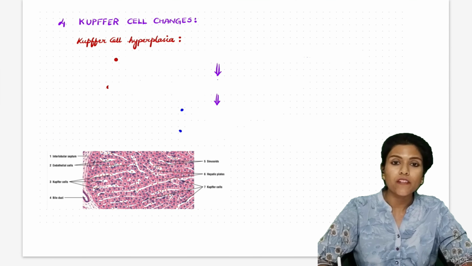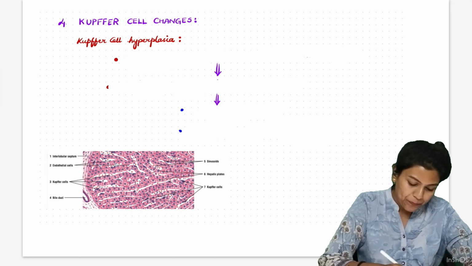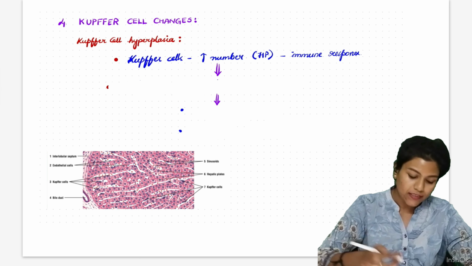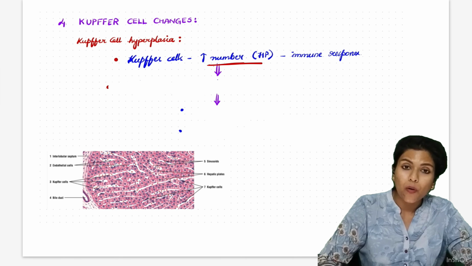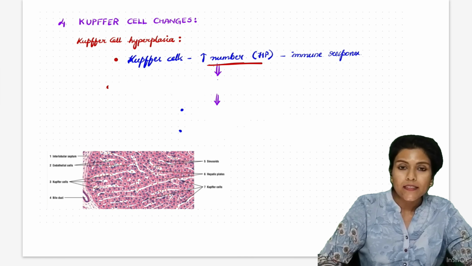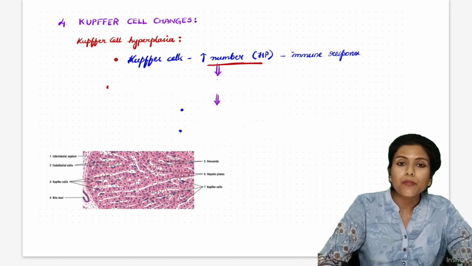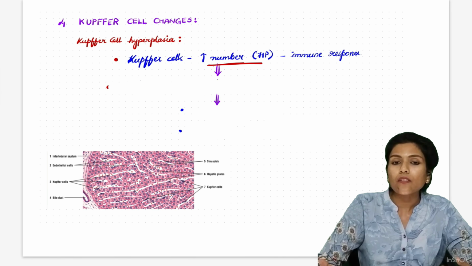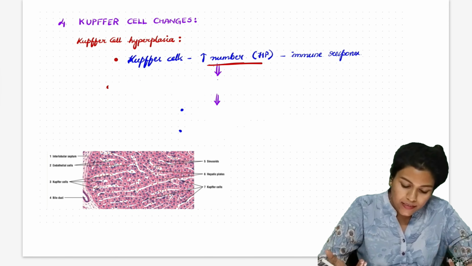Kupffer cells are the macrophages of the liver. Here there will be Kupffer cell hyperplasia. Kupffer cell hyperplasia means Kupffer cells increase in number. This increase in number is called hyperplasia, which is a normal immune response. Since in viral hepatitis there is infection, it will invoke an immune response. Immune response means macrophages. Macrophages are the immune cells. The macrophages of the liver are the Kupffer cells. Therefore, Kupffer cells will increase in number.